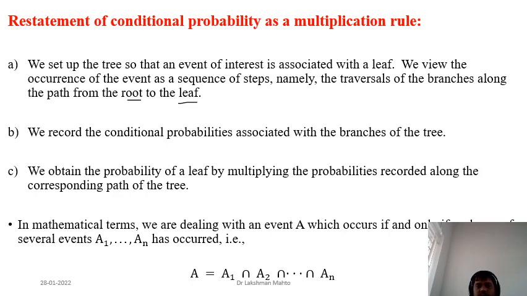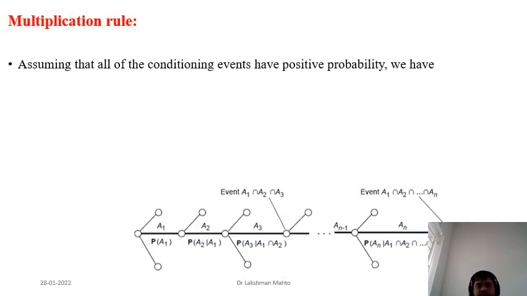In mathematical terms, we are dealing with an event A which occurs if and only if each one of several events, from A1 to An, has happened. That means the joint occurrence of these n events is what we mean by the occurrence of A. So if you want to calculate the probability of A, we have to apply the multiplication rule over these events. And it comes like this.